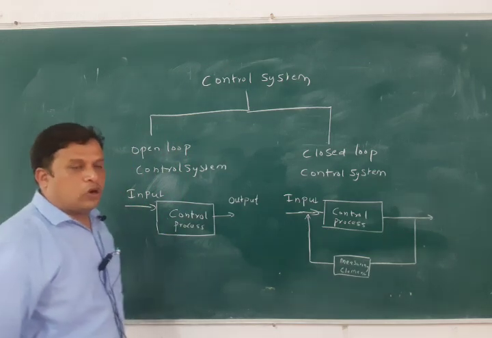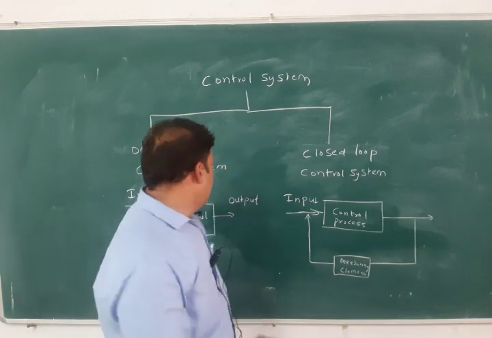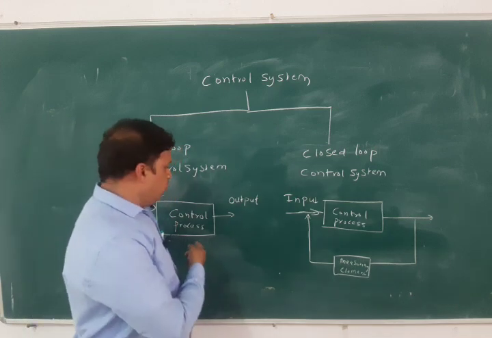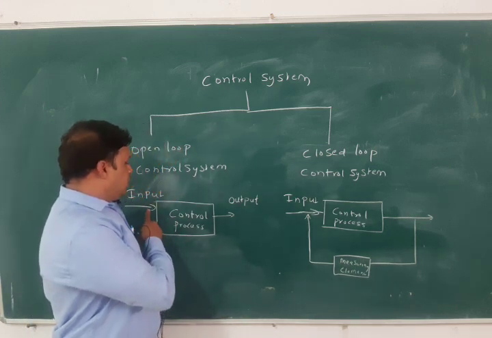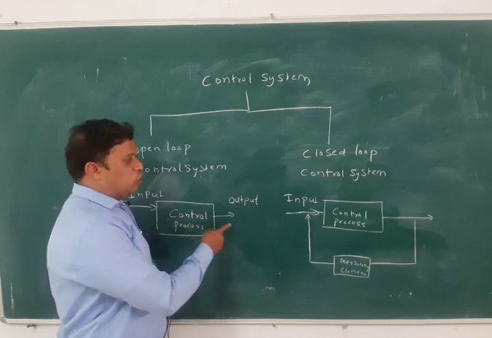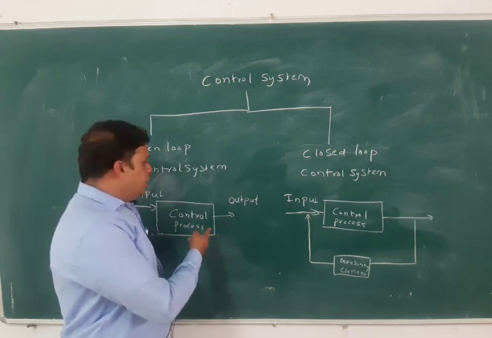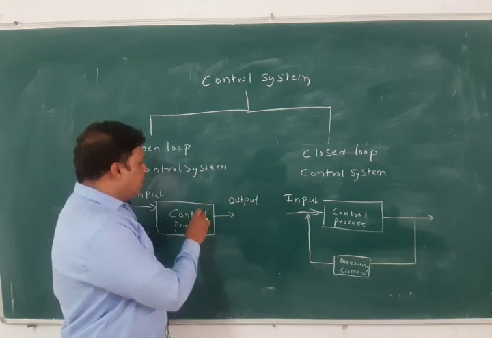So it is a simple block diagram of the open loop control system and the closed loop control system. Here in the open loop control system, you are able to see that it has input, control process, and the output. It is very simple. It is very economical also, but it has no accuracy.